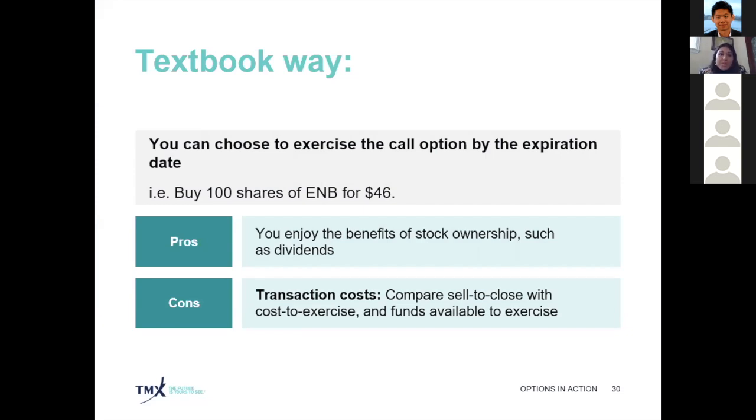Here the pro is, okay, you enjoy the profits and benefits of stock ownership, such as dividends. Now the con is the transaction costs. For example, it may cost $50 to actually exercise. And you have to have the funds available to exercise, meaning for this example, you would have to have $4,600 available in your account to allocate.